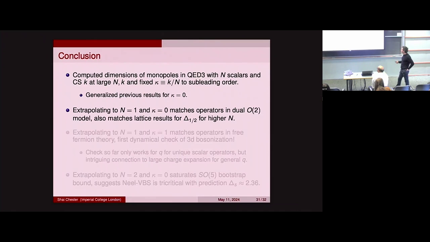We showed that after extrapolating this large flavor expansion down to n equals 1, when k equals 0, this matched particle-vortex duality, rather surprisingly. But even more surprisingly, when we extrapolated for Chern-Simons level 1, we were able to match infinite different operators in this putatively dual free fermion theory. And so I would say this is the first dynamical evidence for 3D bosonization, from a very surprising perspective.